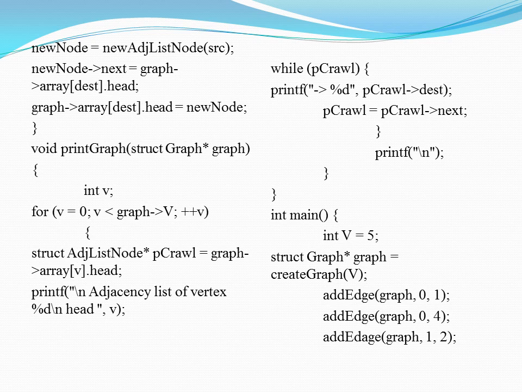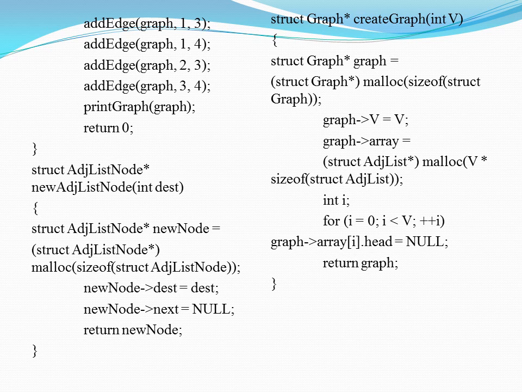Next, in print graph method using a for loop we are displaying the adjacency list. In the main function v equal to 5 denotes 5 vertices are there. Then we are calling create graph of v. After that we are adding edges with the add edge method. After adding the edges we are calling the print graph function to display the graph.